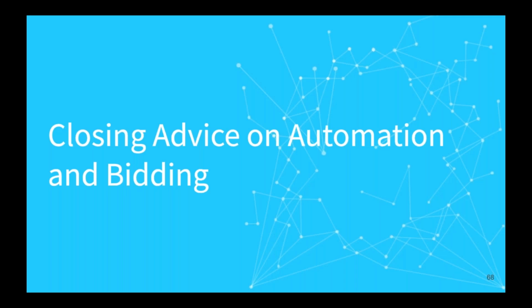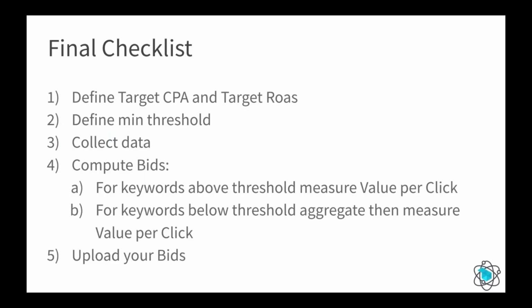So to wrap up, what you need in order to set up your own automated bid. You need obviously to define what is your target CPA and your target ROAS. Then you need to define what is the minimal acceptable threshold for your conversion rate. Let's say 100 clicks, 1,000 clicks, it really depends on your business. You would start collecting data in the spreadsheet that we've seen earlier, and then you would compute bids.